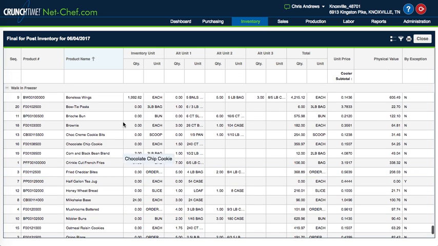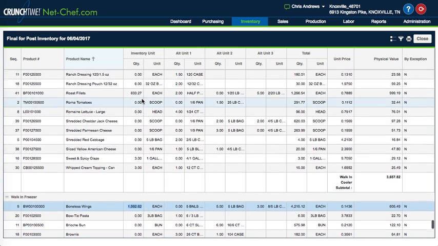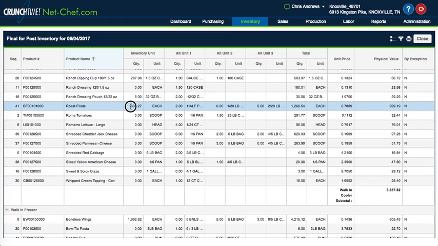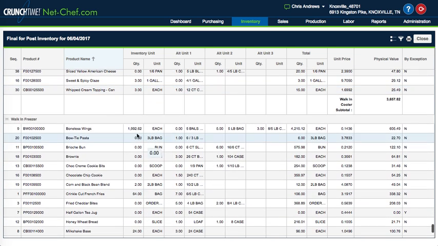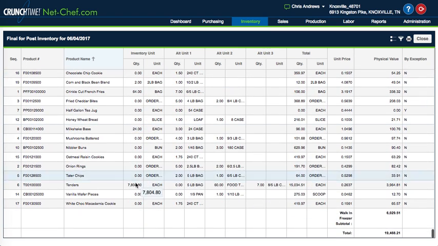And what else is on there? Boneless wings is on our inventory. You can see it automatically populated 2,000 each of boneless wings. Fillets is obviously on there, so it automatically populated some here. So once you hit that by exception button, you just got to look through and make sure that it has not automatically populated items into the each category for items that show up on your critical item inventory list.